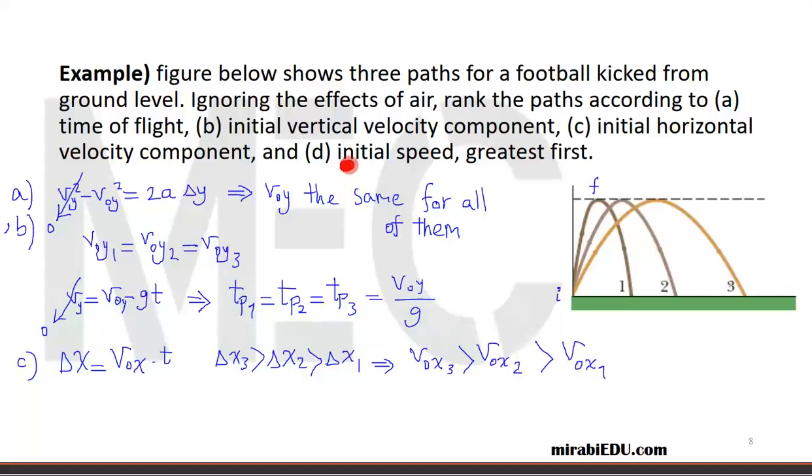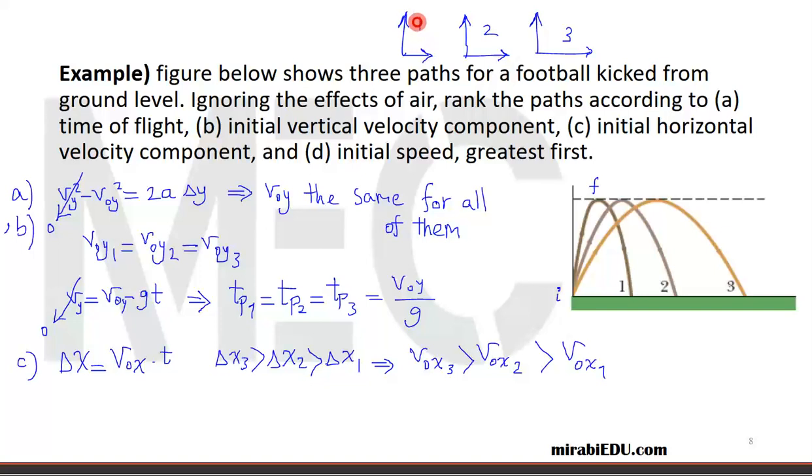Now, part D says initial speed, greatest first. So now we have the vertical component the same. This is for projectile 1. This is for projectile 2. And this is for projectile 3. Something like this. As you see, I drew the vertical for all of them the same, but the horizontal one for 3 is the greatest, and then the second one, and then the first one.